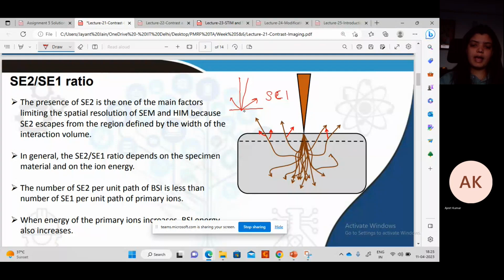Yes. And what will happen? This ion will further go. It will have an interaction volume. In case of helium ions, the interaction volume will be smaller compared to that of electron. When you use electron, the interaction volume will be bigger. That is the difference between helium and electron. In helium, that is the main reason why you get the topographical, surface images properly compared to the electron beam, because the electron beam further goes inside the sample and then forms BSE images.